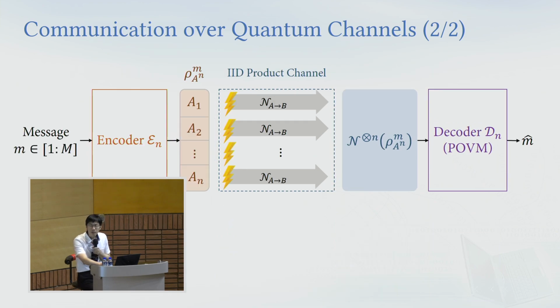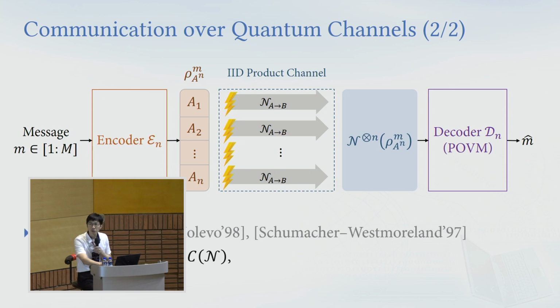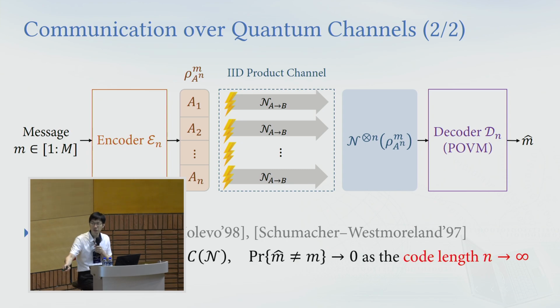Then the famous HSW theorem tells us that if the rate R, which is the number of bits sent per channel use, where n is the number of channel uses in the communication, is strictly smaller than the channel capacity, in this case also called the Holevo quantity, then the error probability will vanish as the code length n goes to infinity. So that's the known result proved by Holevo and by Schumacher and Westmoreland in the 90s.